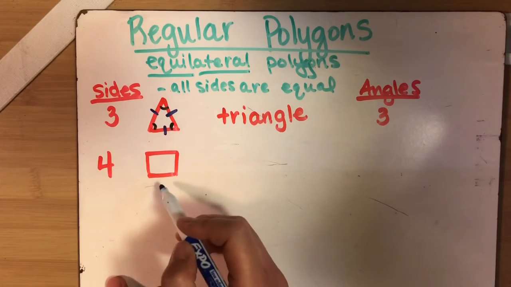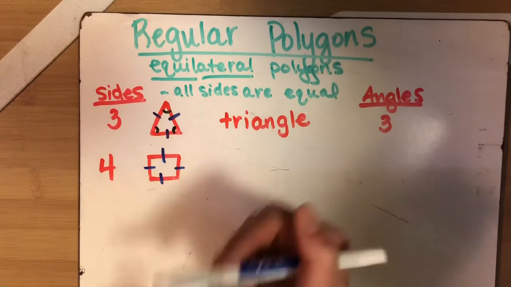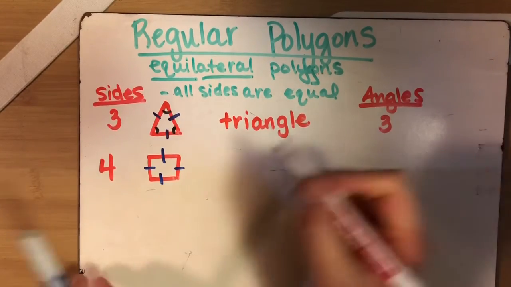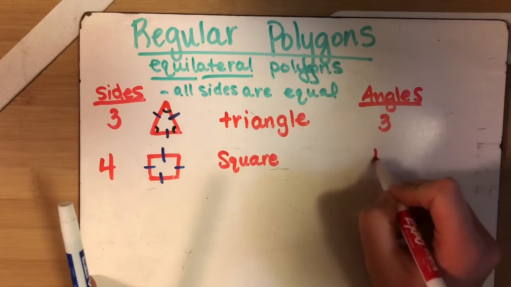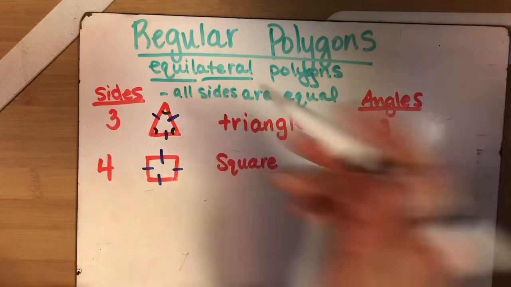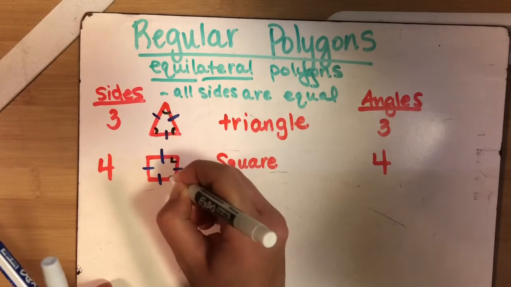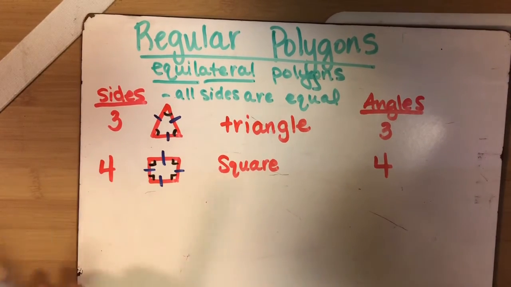So the next one we're going to have is a quadrilateral. This quadrilateral has all the same sides, and that is going to make it a square. The square has 4 sides. The square is also going to have 4 angles. And these angles are special because these angles are right angles. So we can see 1, 2, 3, 4 angles inside of that square.